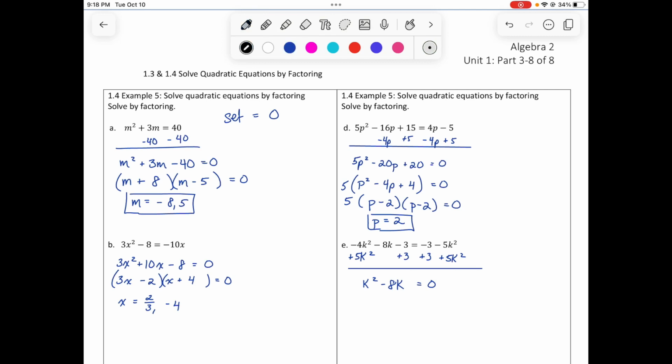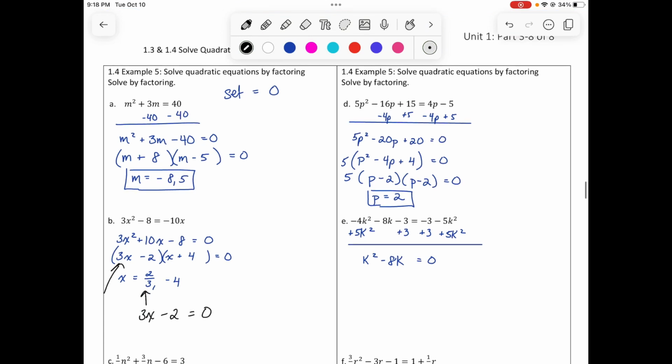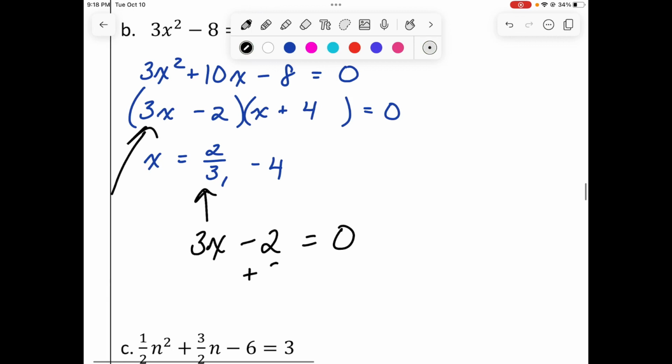So like for this one, to get the 2/3, you're doing 3x minus 2 equals 0. And then you're solving this equation. So you're adding 2 to both sides. And then you have 3x equals 2. And you're dividing both sides by 3. That's where the 2/3 is coming from.